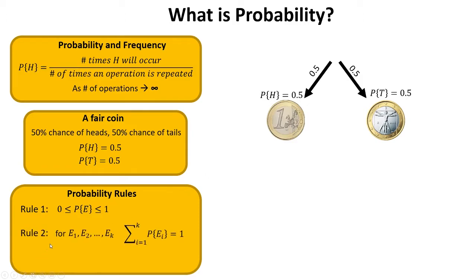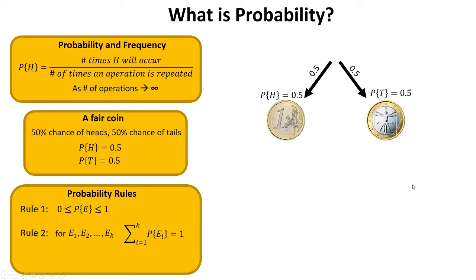The second rule is that for every expected outcome from E1 to as many outcomes as you can expect, EK, right? E1, 2, 3, 4, 5, 6, 7, whatever. The sum of the probabilities of all of the possible expected outcomes is going to equal 1. So for this coin, right, there's 2 possible expected outcomes. One is heads and one is tails. The probability of heads is 0.5, which means the probability of tails must be 0.5 because these are the only 2 options, so they must add up to be 1.